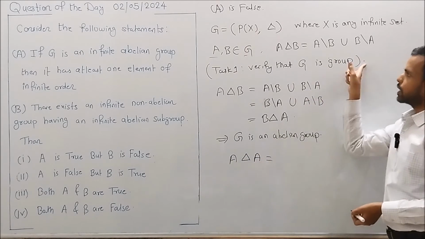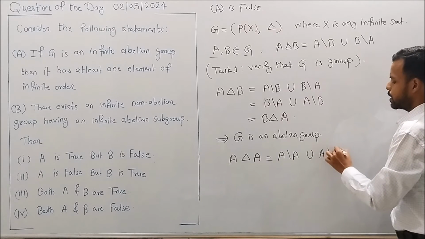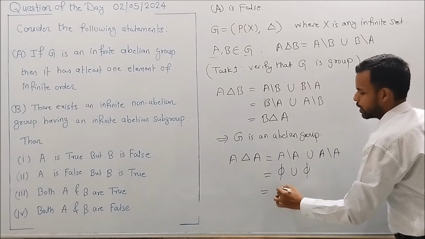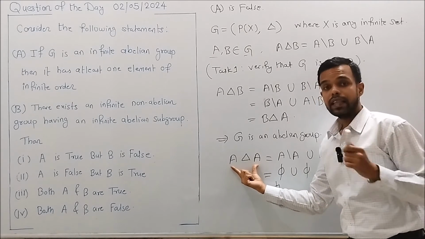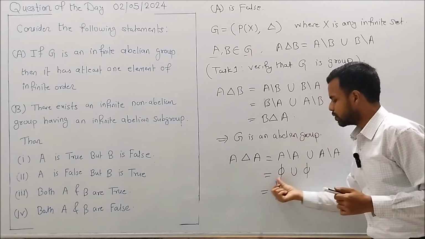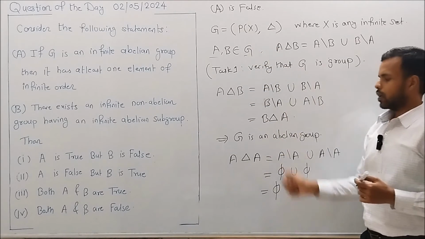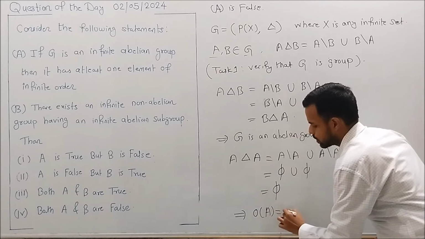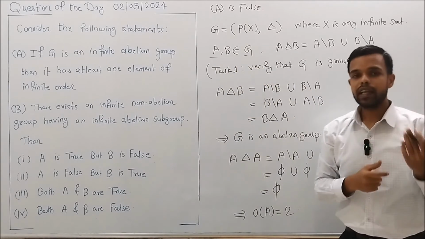What is A symmetric difference A by definition? A minus A union A minus A, which is nothing but phi union phi, that is nothing but the empty set. So we see that 2 is the least positive integer such that A symmetric difference A is equal to the empty set, that is the identity of G. So this implies the order of A is 2. But A is any arbitrary element of G.